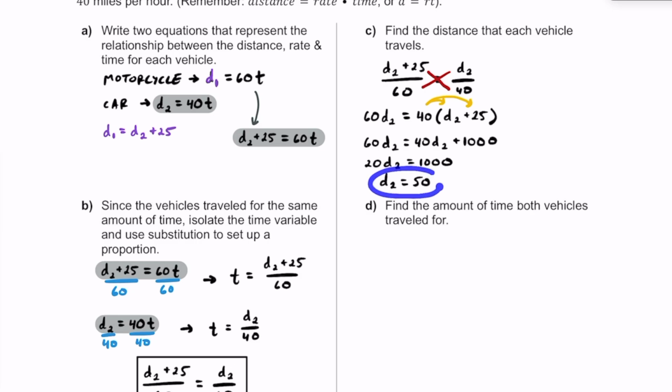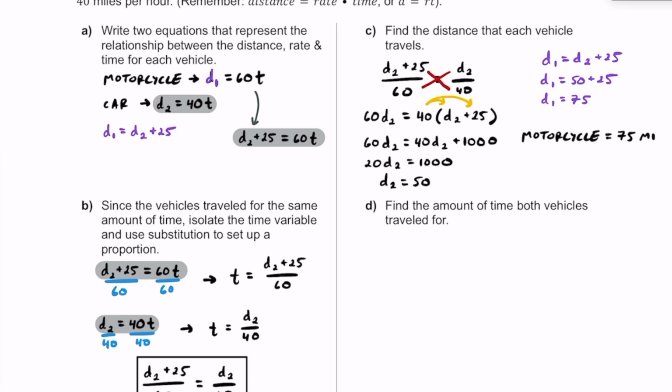So remember from earlier that d2 represents the distance of the car. And if we want to find out the distance of the motorcycle, that is going to be whatever distance 2 is plus 25. So if we write down that equation, distance 1, or the distance of the motorcycle, is going to be whatever the distance of the car is plus 25. Then we can say that distance 1 is going to be 50 plus 25. So we know the distance of this motorcycle is going to be 75. And so we know the motorcycle is going to travel a total of 75 miles, and that the car is going to be traveling 50 miles, which is a 25 miles difference as we expected. These would be the two different distances that the motorcycle and the car traveled.